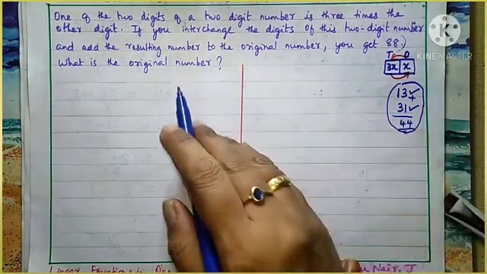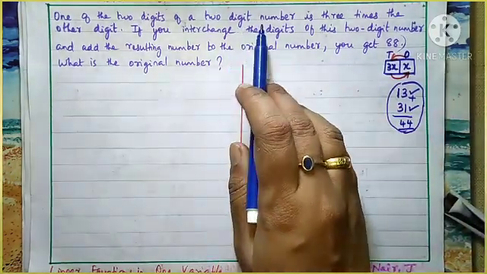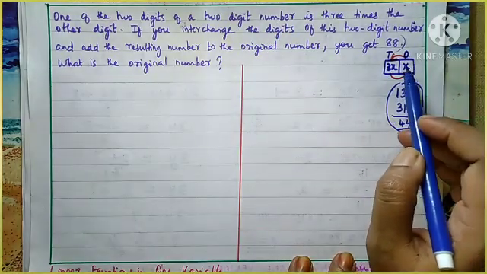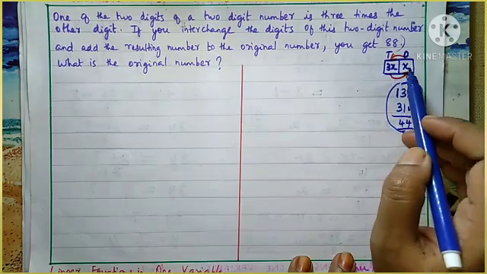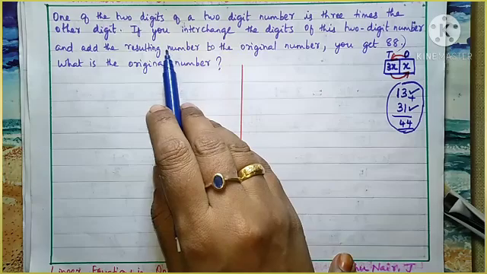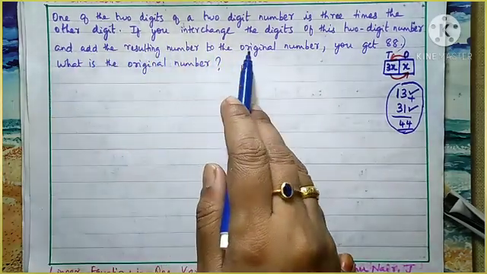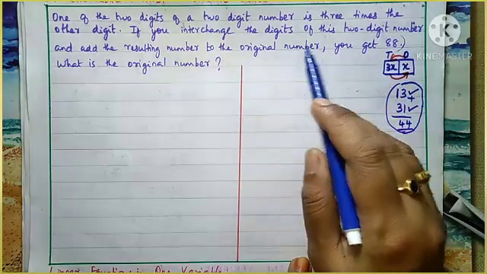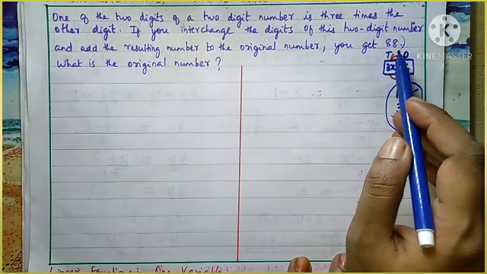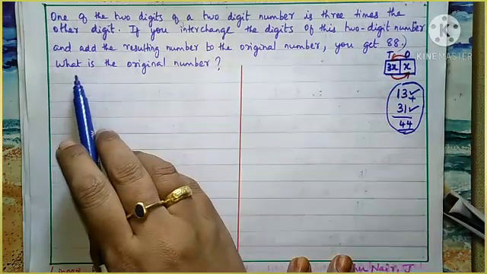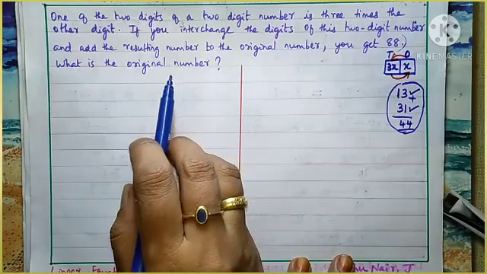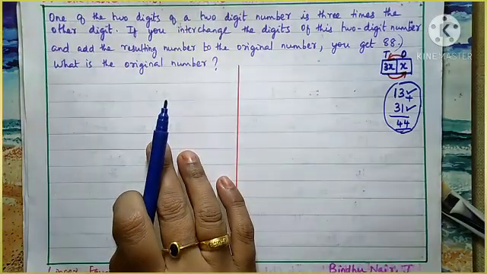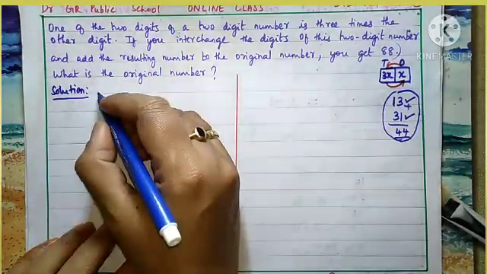Likewise, your question is telling us there was a 2-digit number and one digit is 3 times the other digit, and when you interchange those digits, we get a new number, that is the resulting number. We add the resulting number and the original number so that the addition is 88. We want to calculate what the original number is. Okay children, that is the meaning of the question. Now we are doing the solution. So we can start the solution.